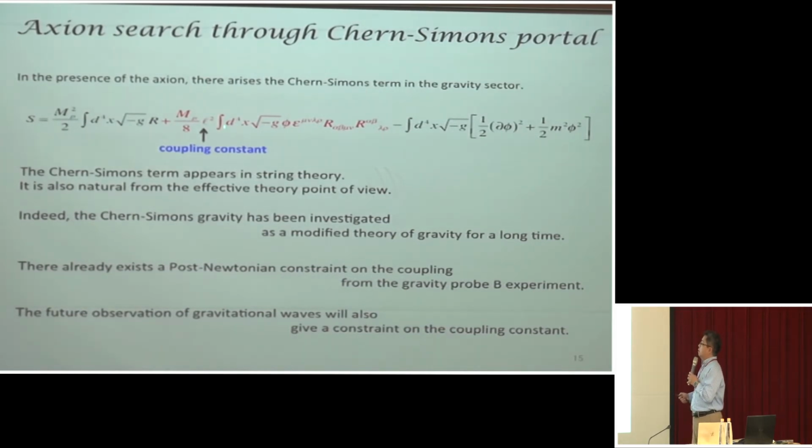And here we have the parameterization of the coupling constant. L is a length scale. From now on we call this the coupling constant. This Chern-Simons term naturally appears in string theory. And from the point of view of effective field theory, adding this term is natural. This is just the momentum expansion of the action. Indeed, this action has been investigated as a modified gravity for a long time. And actually, there already exists a post-Newtonian constraint on the coupling constant from the Gravity Probe B experiment. And probably in the future, gravitational waves will give some constraint on this coupling constant.